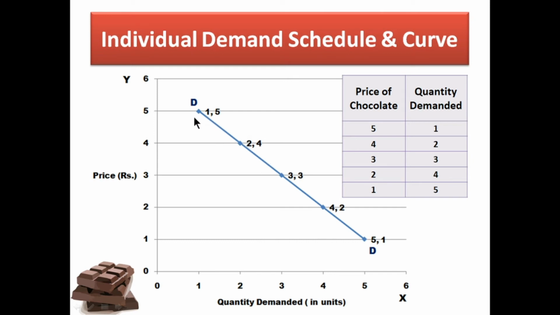Here it is indicated as DD, and you can observe that this DD curve is a downward sloping curve from left to right because there exists an inverse relationship between price and quantity demanded. So when price falls, its quantity demanded rises, and hence it moves from left to right and downward sloping. I hope the individual demand schedule and curve is clear to you all.